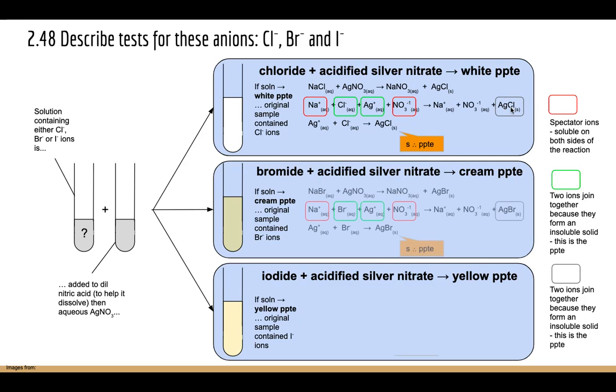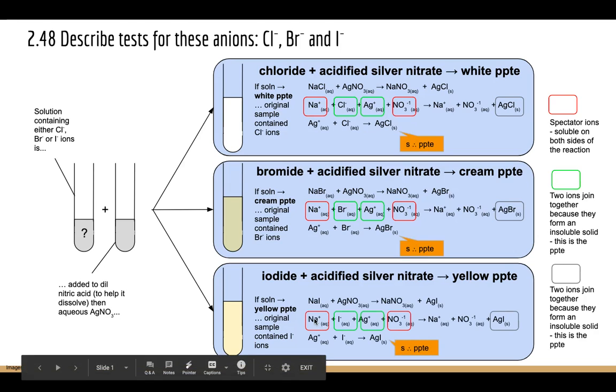Let's have a look at the bromide example. Exactly the same. We've got sodium bromide and silver nitrate. This is soluble, so it's split up into ions. This is soluble, so it's split up into ions. When the silver bumps into the bromide, it's insoluble, so it sticks together and forms the solid, which is a precipitate. And of course, the colour of this precipitate happens to be cream coloured.